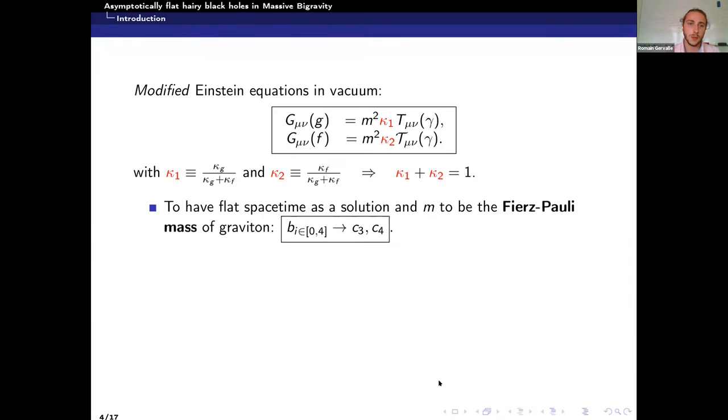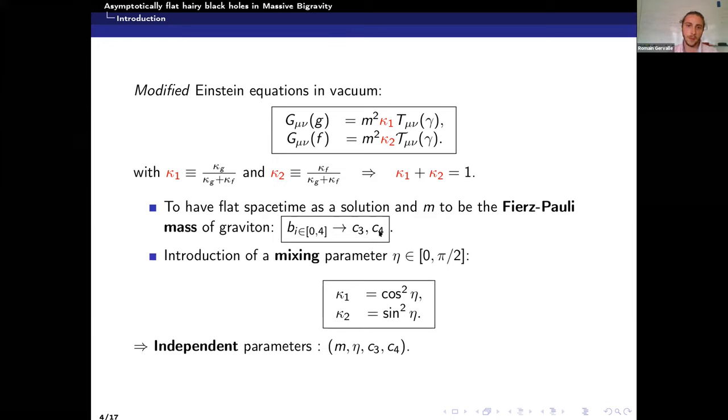If we vary the action, we obtain the modified Einstein equations. In vacuum, the left-hand sides are just Einstein tensors, and the right-hand sides are effective stress-energy tensors coming from the interaction term, so they depend on gamma. We recover the mass parameter M, and kappa_1 and kappa_2 are just a rescaling of the original gravitational couplings, such that kappa_1 plus kappa_2 is equal to 1. Now, if we want flat spacetime as a solution, and we also want M to be the Fierz-Pauli mass of the graviton, then there are only two independent parameters which can be constructed from the original b_k. These two independent parameters are c_2 and c_4. Then we introduce a mixing parameter eta by kappa_1 equal to cosine squared of eta and kappa_2 equal to sine squared of eta.